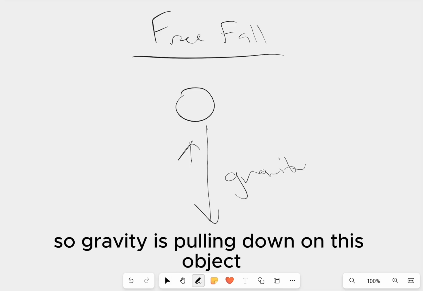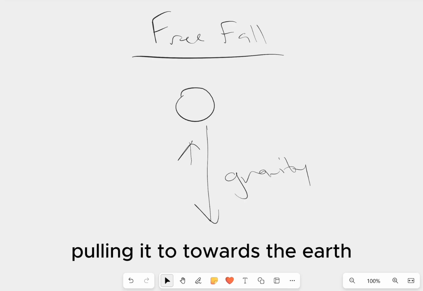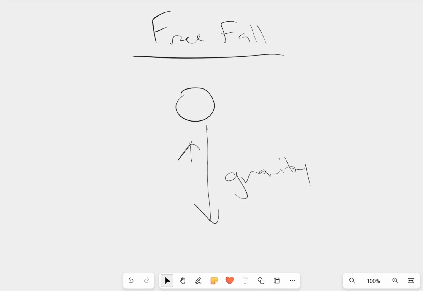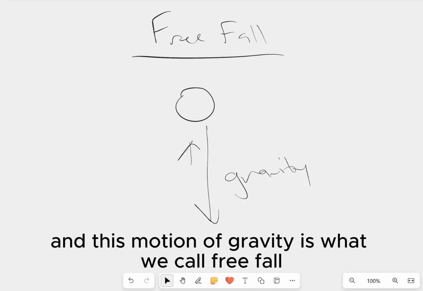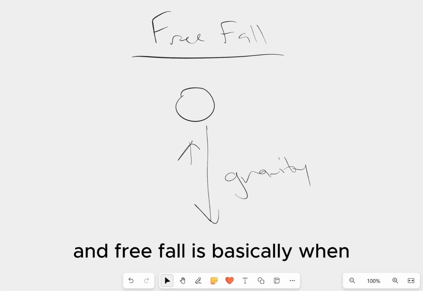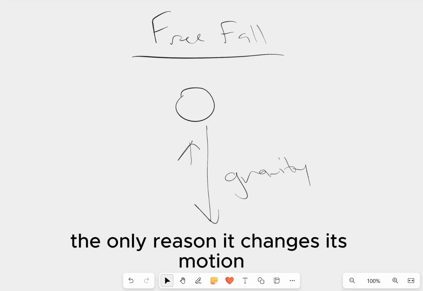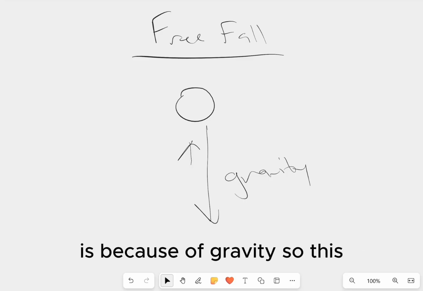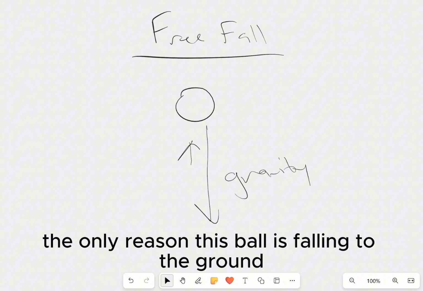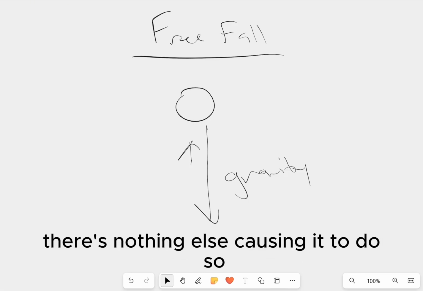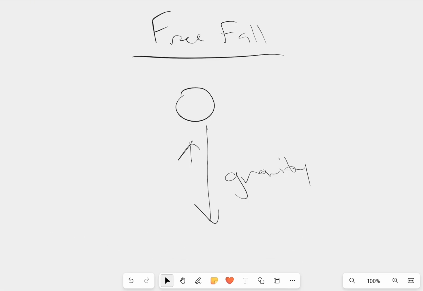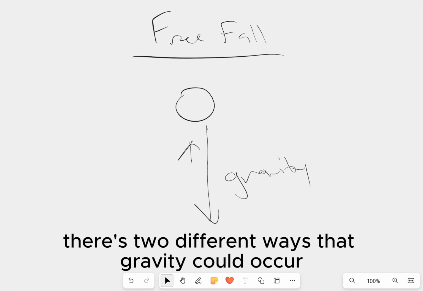So gravity is pulling down on this object, pulling it towards the earth. And this motion of gravity is what we call free fall. Free fall is basically when the only reason an object changes its motion is due to gravity. So the only reason this ball is falling to the ground is because of gravity. There's nothing else causing it to do so. Now, there are two different ways that free fall could occur.